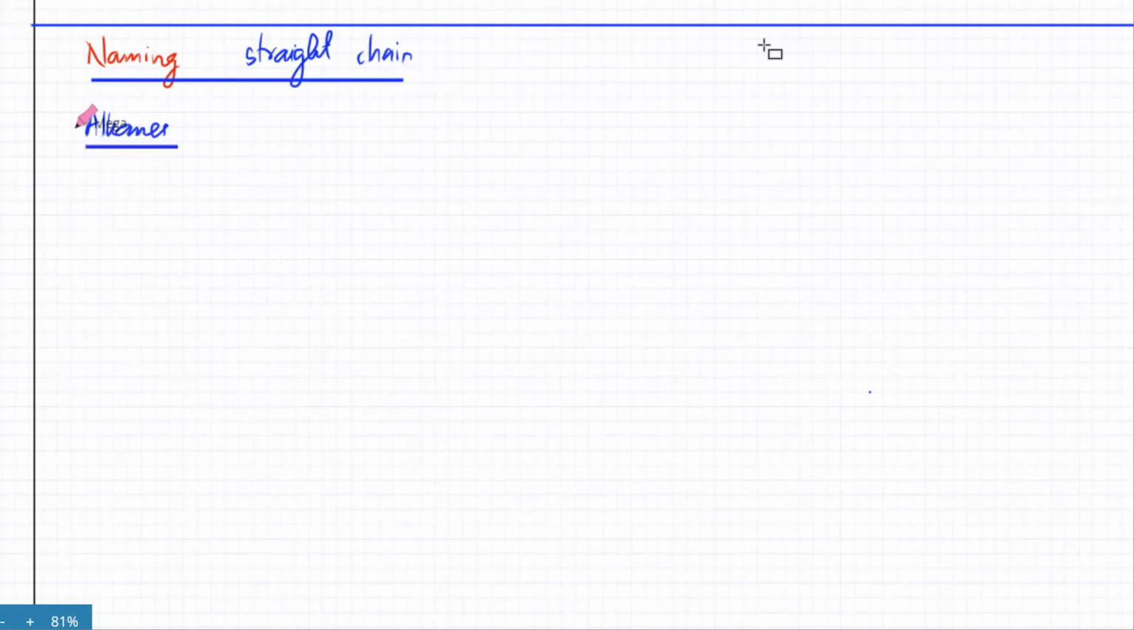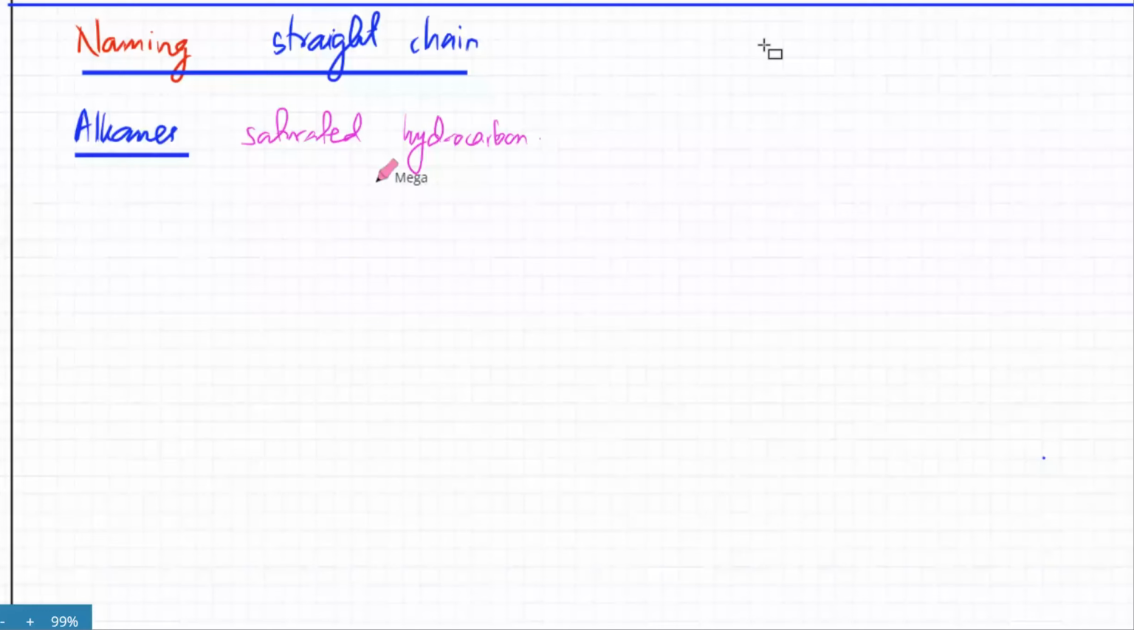An alkane is a saturated hydrocarbon. Saturated means that all bonds are single bonds. So it means carbon and carbon are making single bonds. That is what is meant by saturated hydrocarbon. It means it's only going to have hydrogen and carbon atoms.